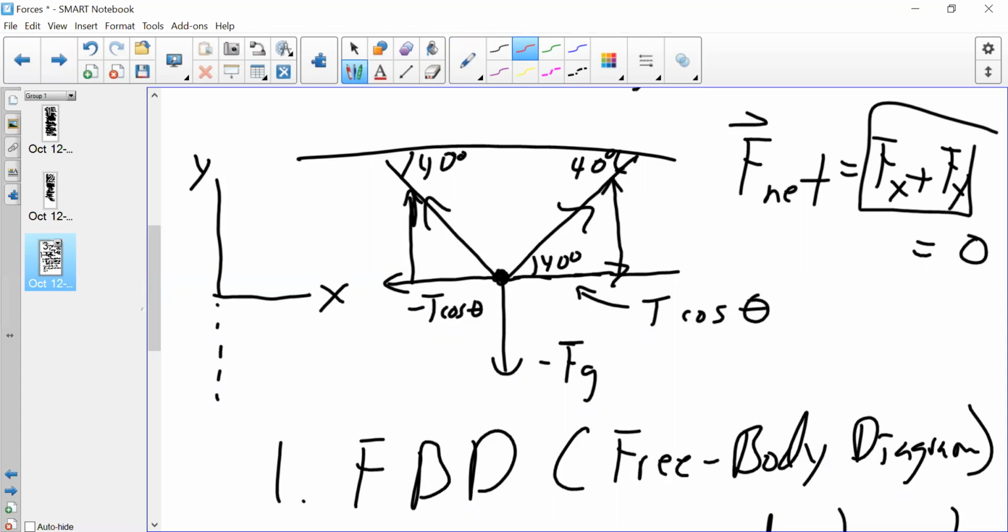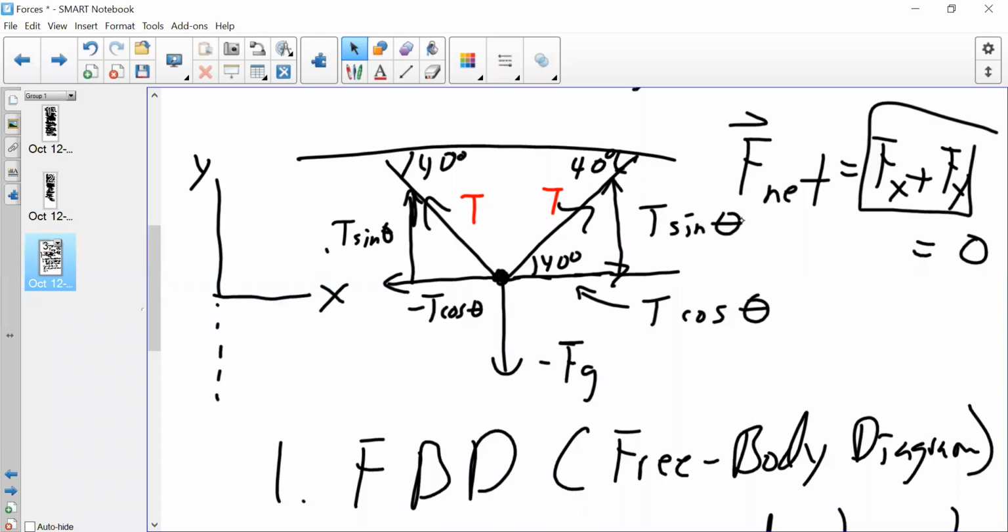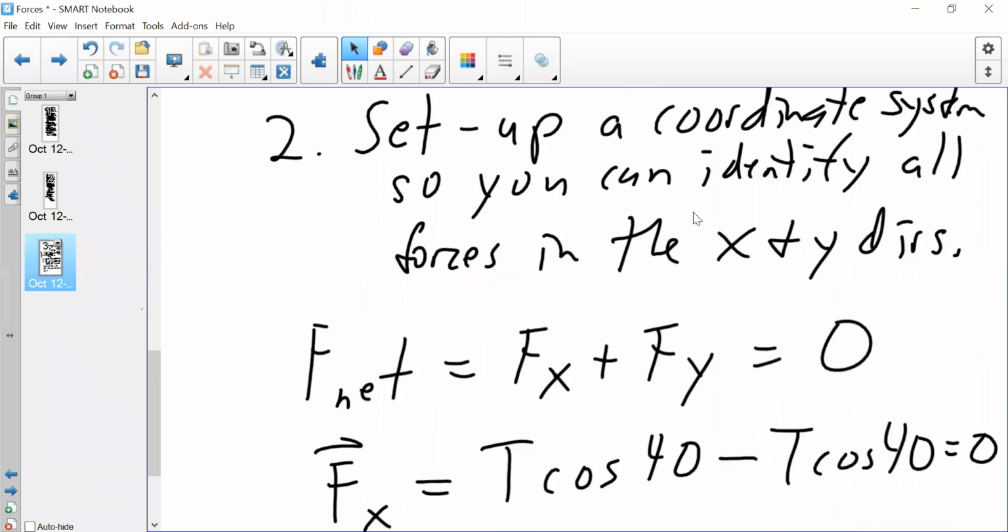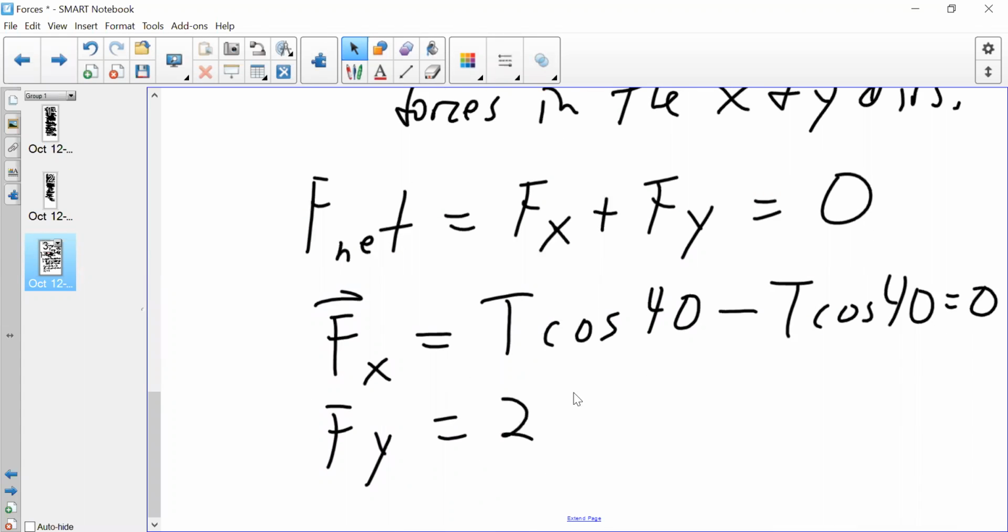So again, this wire had tension T, and this is negative T cosine. This will be T sine. Oops. Sorry about that. That's T sine theta here, and here's another T sine theta. So along the positive y-axis, I have a T sine and another T sine. So I have 2T sine of 40.